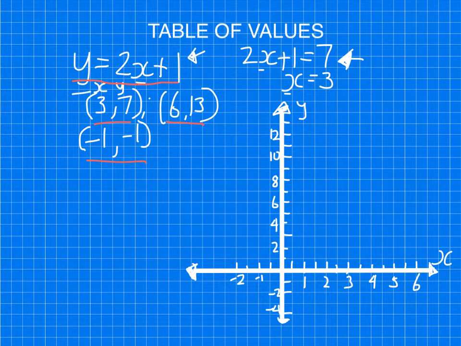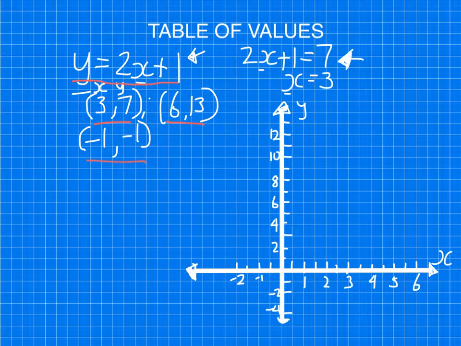This line here, and yours will be nice and beautifully ruled and all that, contains infinitely many points. Each point on the line is a solution to the equation y = 2x + 1. So that's what the graph is. It is the set of all the solutions, all the pairs of x and y values that make this equation true when substituted in.